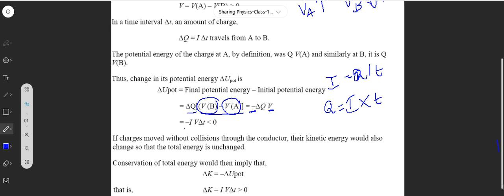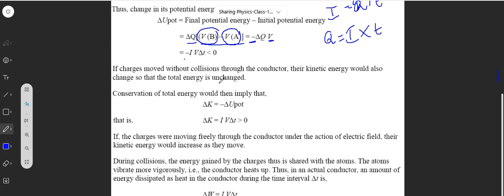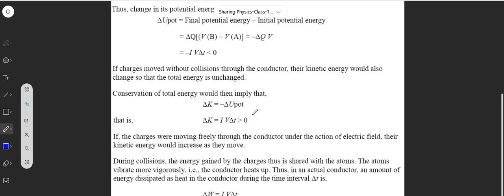The same thing we are going to connect with the kinetic energy over here. So if the charge moves without collision through the conductor, their kinetic energy will also change, so that the total energy is unchanged. That means whatever loss in potential energy we have is going to be converted into kinetic energy, so that the total energy remains the same. That means the energy in electron transfer is going to be conserved. The energy will always be conserved in any kind of process, right? So that's the same thing we are writing over here.